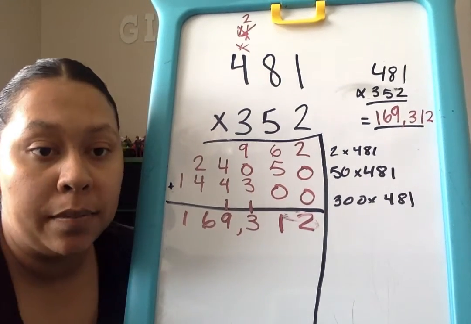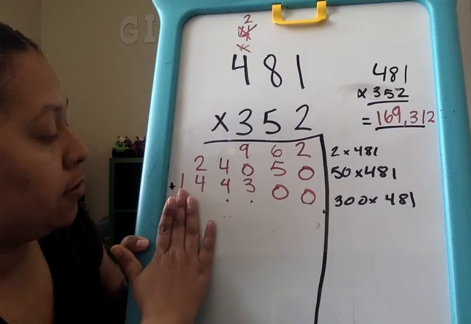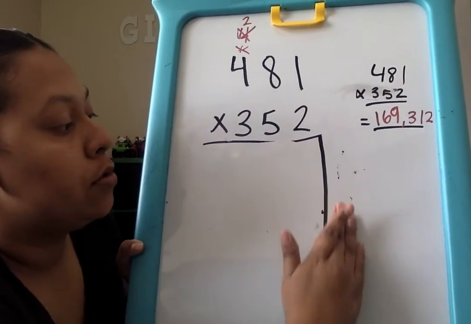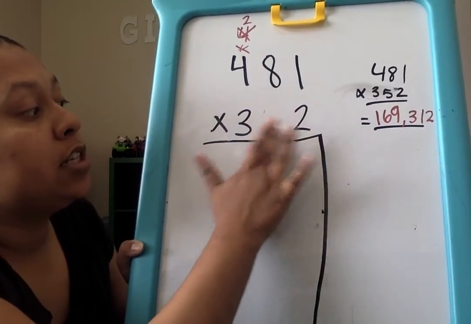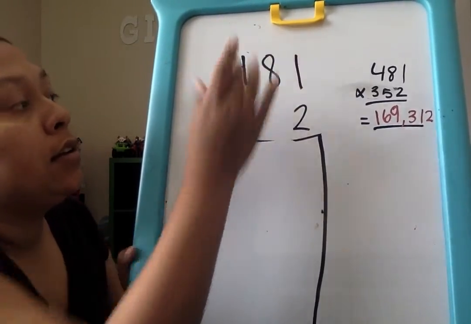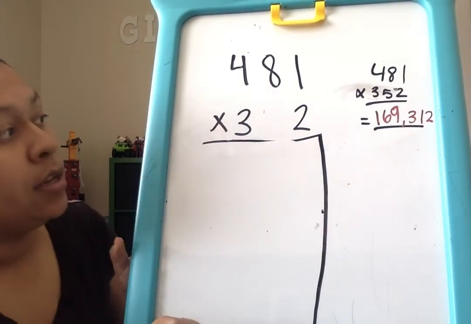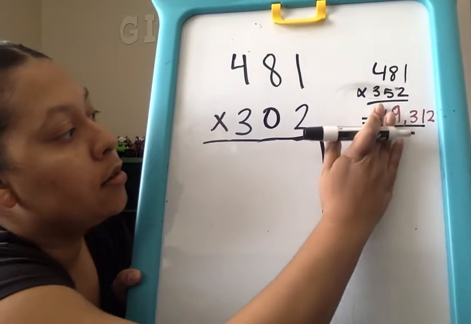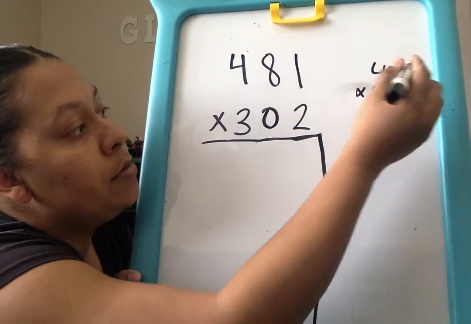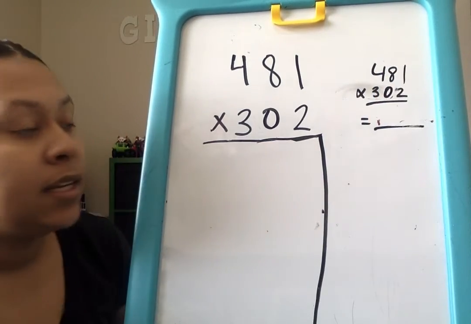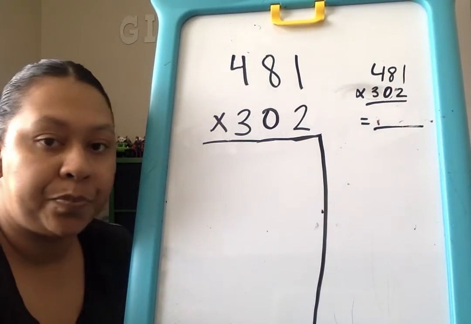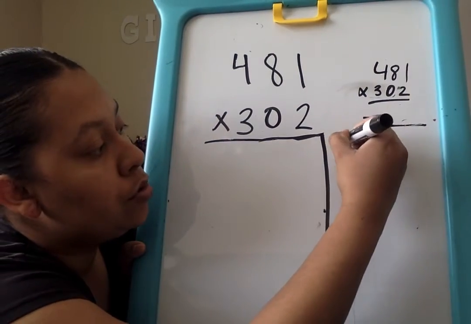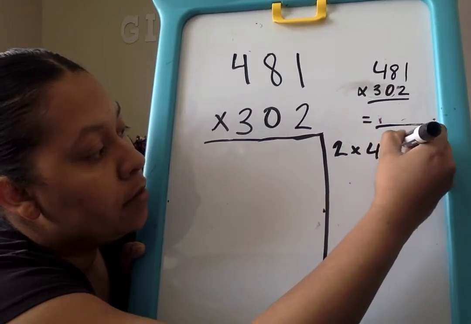Now the second problem, B. So I'm going to have to erase. On your paper, you're just going to scroll, on your assignment, you're just going to scroll down, and I just need to change one thing on the actual problem. I'm only changing this 10 place. So we have 481 times 302. So first we have 2 times 481.